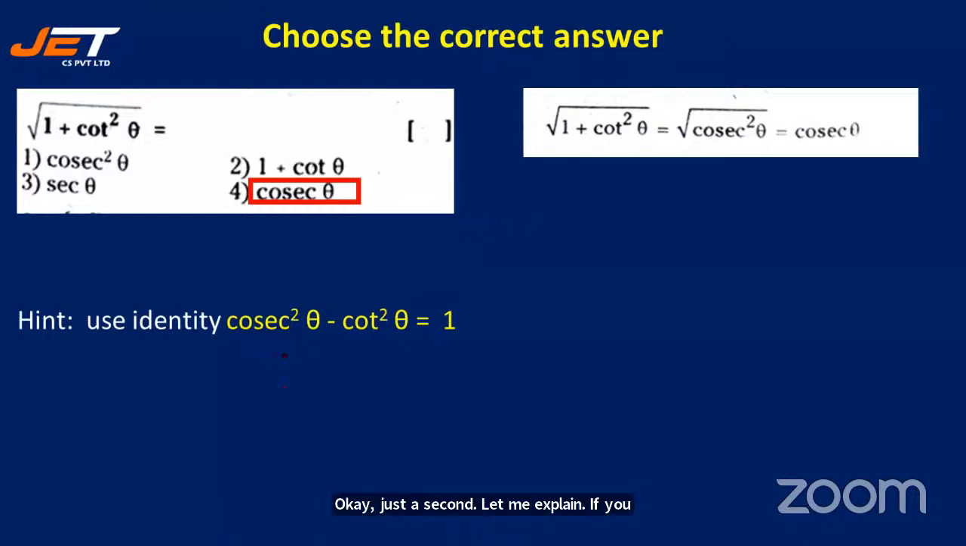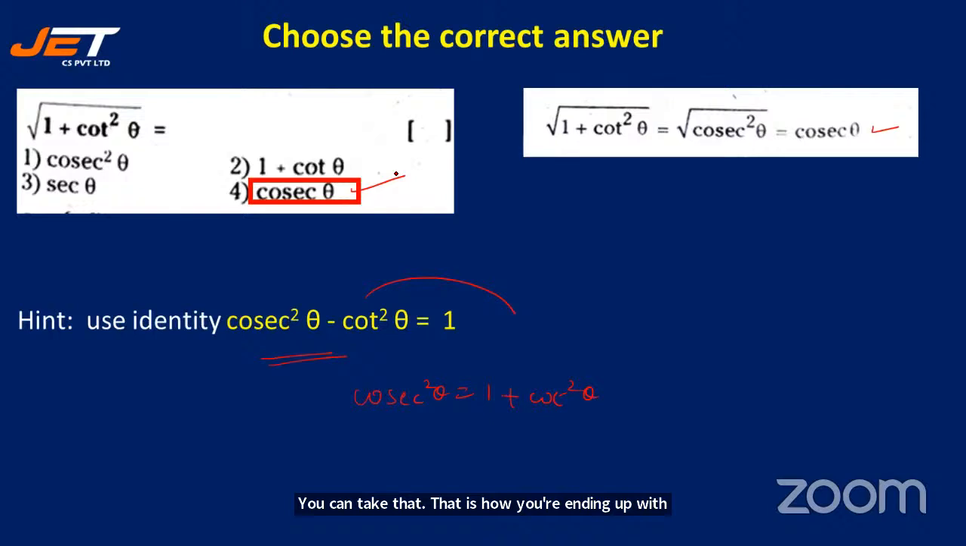We have an identity: cosecant square theta minus cot square theta is equal to 1, isn't it? So what is cosecant square theta? When the 1 goes to that side, it becomes plus cot square theta. So 1 plus cot square theta is cosecant square theta, and when it comes out of the root, it becomes cosecant theta. That is how you end up with this answer.